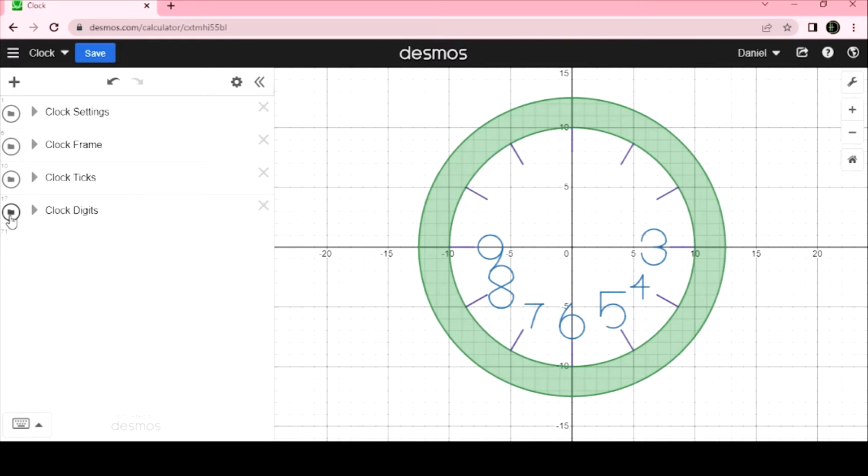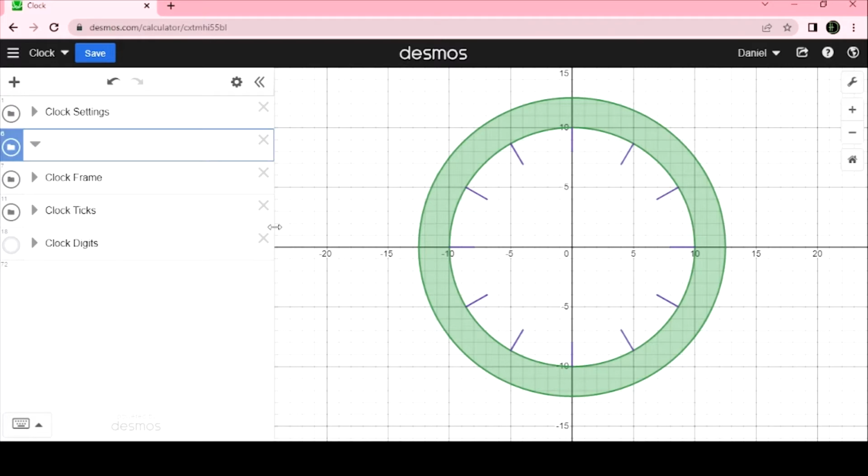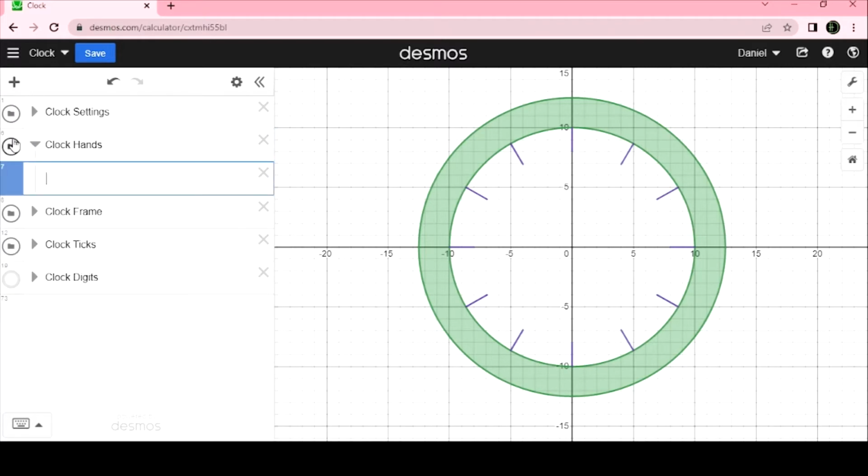All right. So two things to get started. First, I want to turn off the clock digits. They're still there, I just turn off the visibility. That's what that is. And let's add a folder. Let's call it clock hands. And I'm going to move it down.